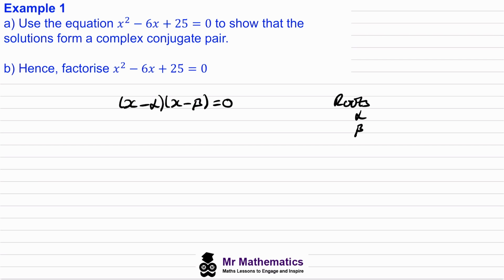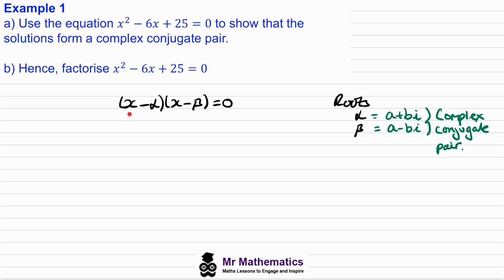equal 0. And if alpha or beta is a complex number, let's say alpha is going to be a plus bi, then beta, the other root, will be the complex conjugate of alpha, so a minus bi. And together, these form what's called a complex conjugate pair.